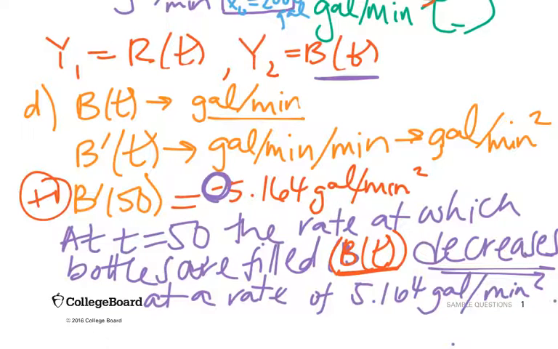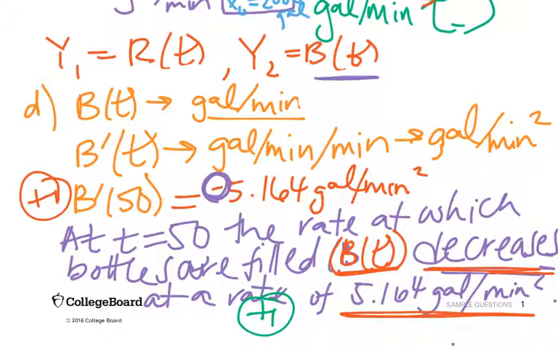So in your answer, they're looking for you to interpret. So here, we're interpreting the negative. It means that the rate is decreasing over time. And they want us to include units and to include the number here. So what we're really saying is that the rate of change of b of t, the rate of change of the rate at which bottles are filled, is negative, which means that it's decreasing at approximately 5.164 gallons per minute squared. And that's the final point in this problem, this interpretation or explanation of b prime of 50.